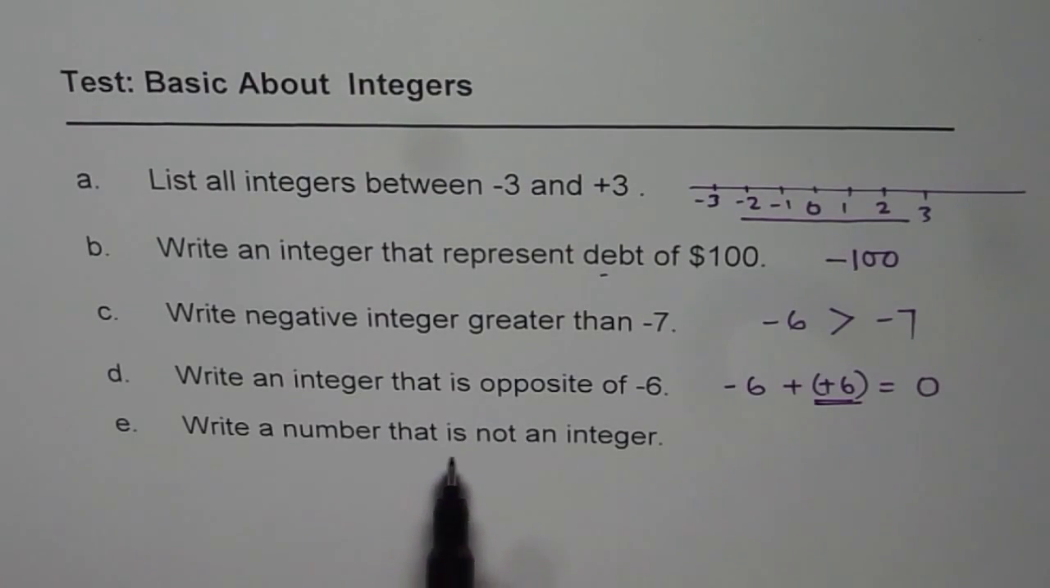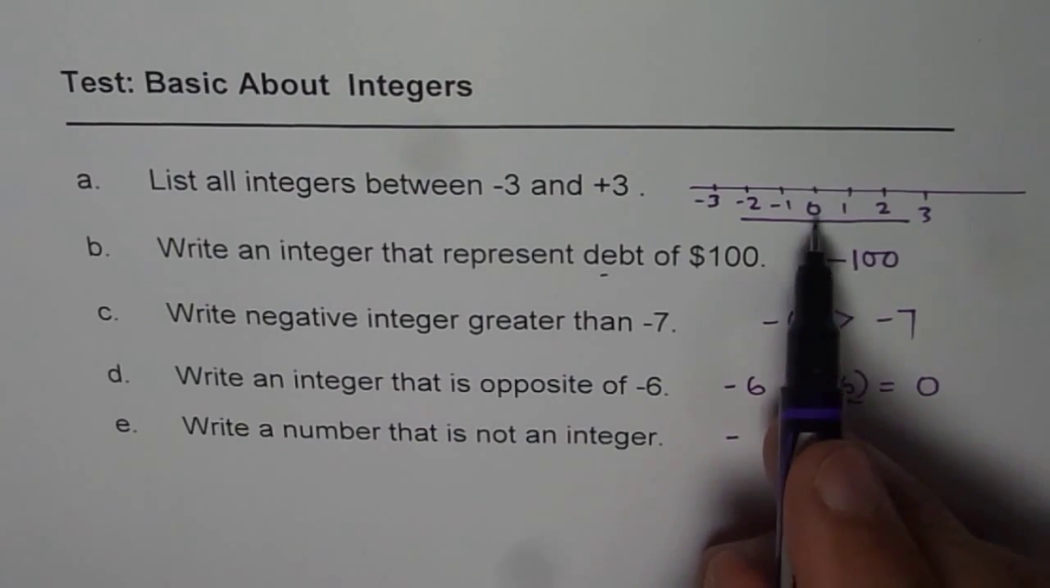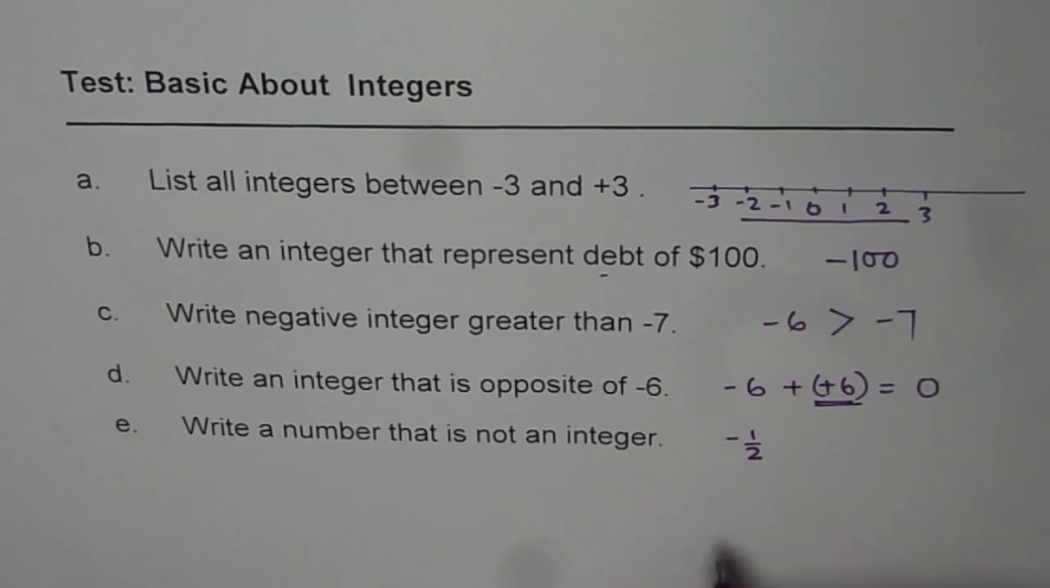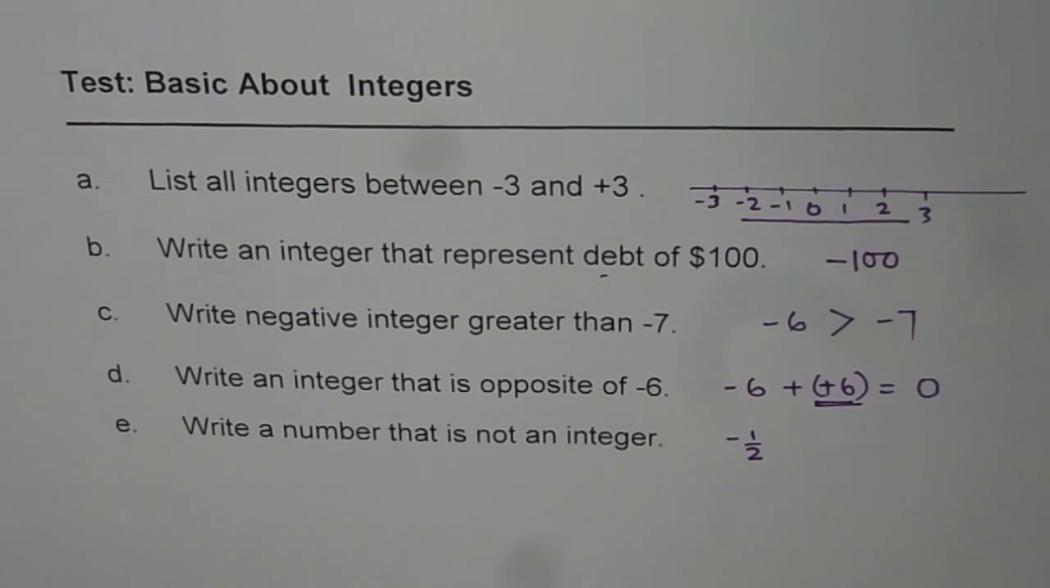Write a number that is not an integer. We know integers are negative and positive whole numbers including 0. But if I write -half, that is not an integer, right? Since it is not a whole number, right? So -half is a real number, not an integer, right? That is an example.